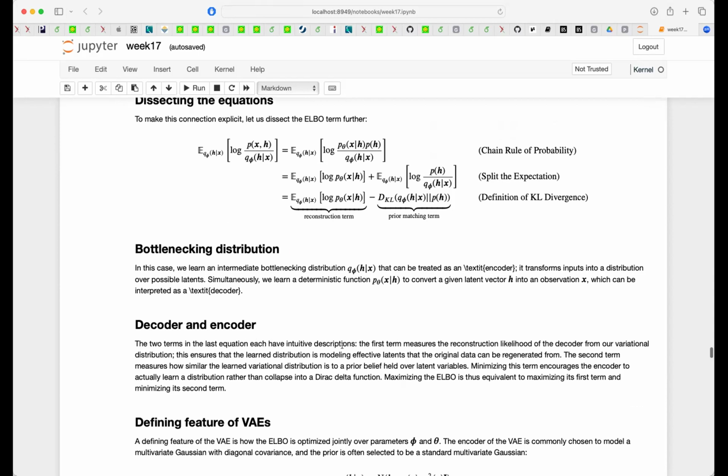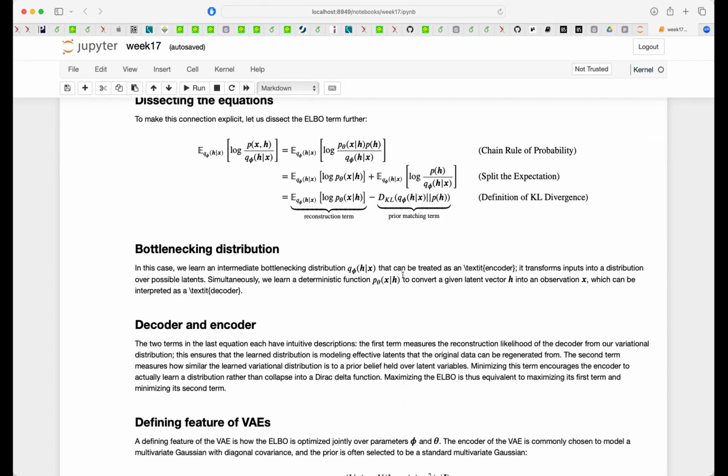So the two terms have some kind of intuitive description. The first term measures the reconstruction likelihood of the decoder from the variational distribution. And that ensures that the learned distribution is modeling effective latents that the original data can be regenerated from. And the second term measures how similar the learned variational distribution is to a prior belief over latent variables. So that prior belief is something where you also have to plug in the model.